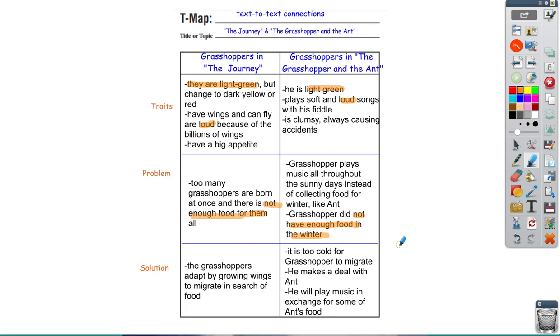So do you see how I'm highlighting the things that are similar? Go ahead and write that in your paragraph and then talk about the differences. You guys got this. I can't wait to read your responses.